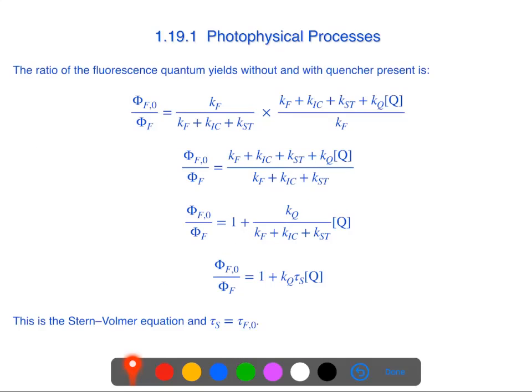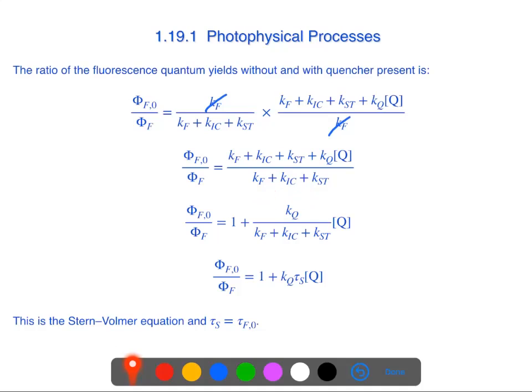Now, if we want to take the ratio of fluorescent quantum yields without and with quencher present, we can do so in the following way. So again, if we take the ratio, we're taking the quantum yield of fluorescence in the absence of quencher, that's this term. And if we divide by the fluorescence quantum yield with quencher present, that's like multiplying by the inverse of the expression that we just defined. In doing so, we get some simplification, we get cancellation of Kf, and we're left with the following expression.